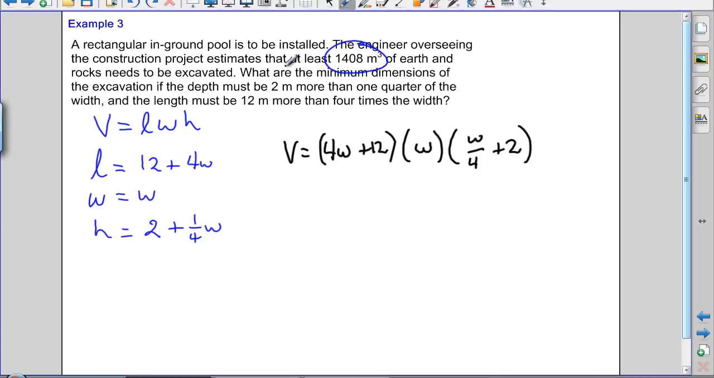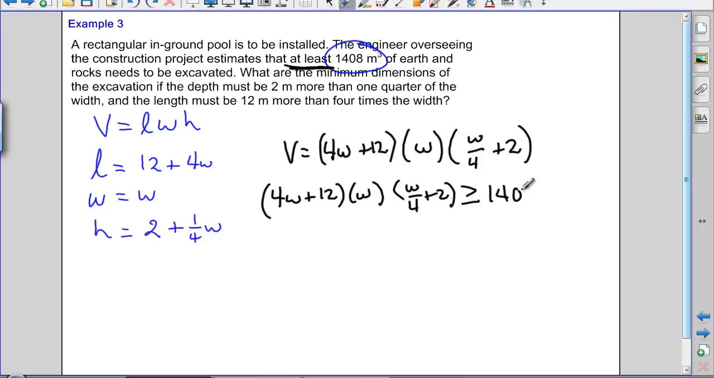Now there is a requirement, and it says at least 1408. So we can take out more dirt, we just can't take out any less. So I'm going to rewrite this statement purely as an inequality, saying this polynomial has to represent at least 1408. From here, this becomes an algebraic question.